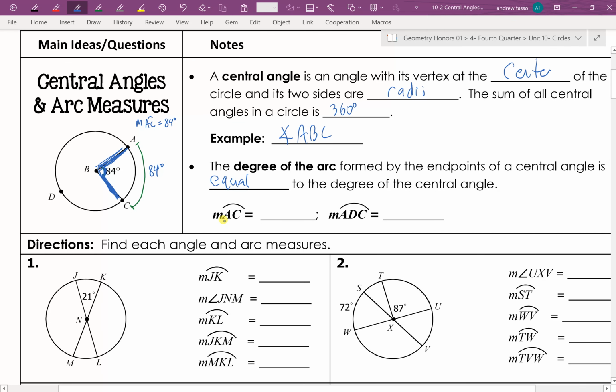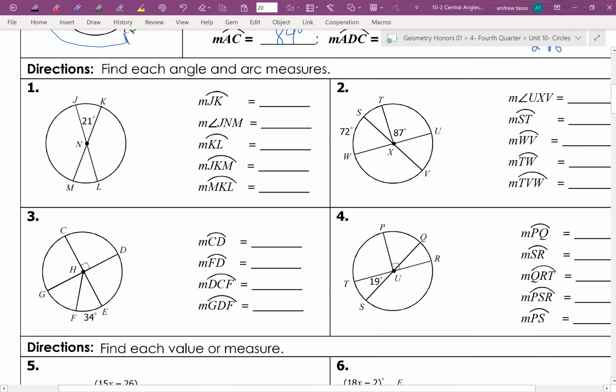So the measure of arc AC is equal to 84 degrees, and the measure of arc ADC, that's the major arc, would be basically 360 minus 84. So in this case, what would that equal? 276, right? Okay, so let's get into some examples here.